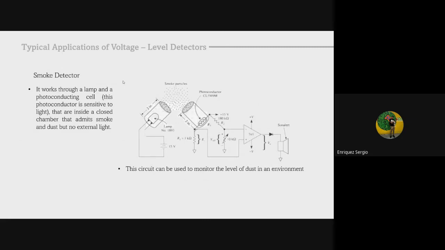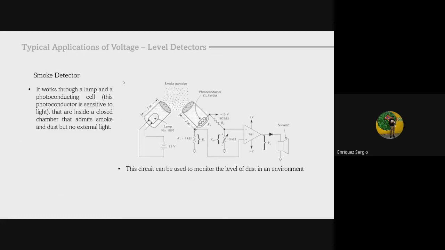Smoke detector. It works through a lamp and a photoconducting cell that are inside a closed chamber that admits smoke and dust but no external light. So when a dust particle enters the chamber, it causes the light to reflect off the particles and hit the photoconductor. This causes the resistance to decrease and the voltage to increase, triggering the alarm.